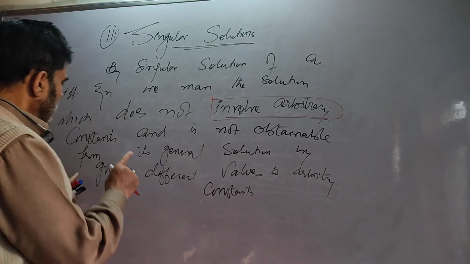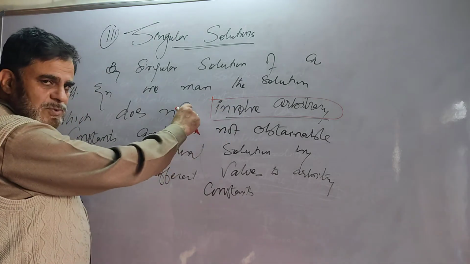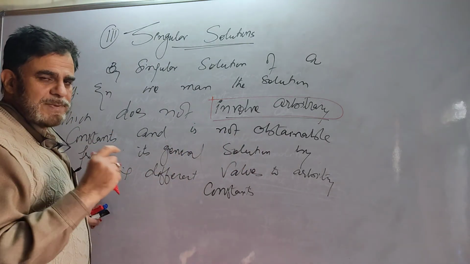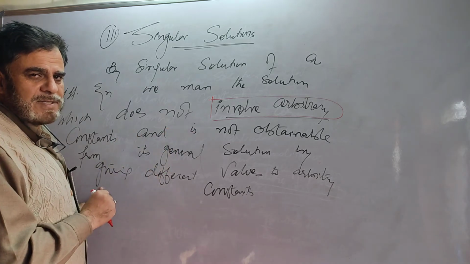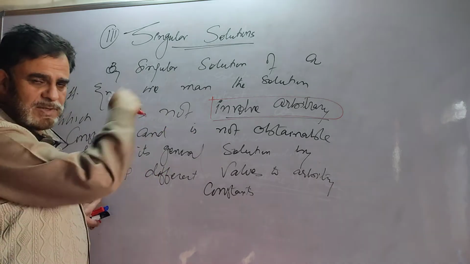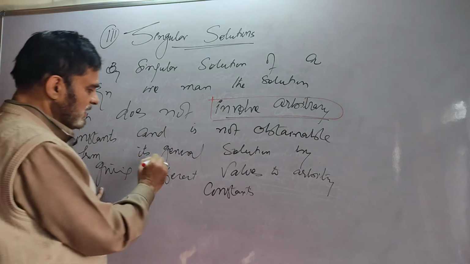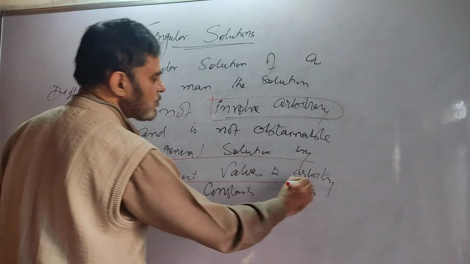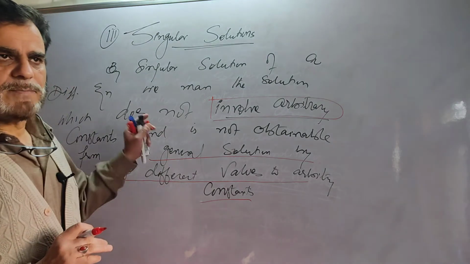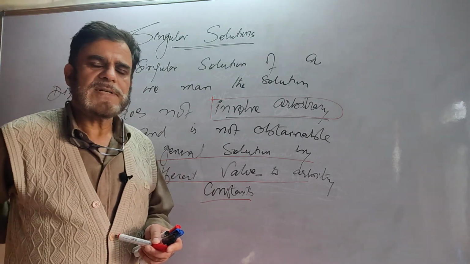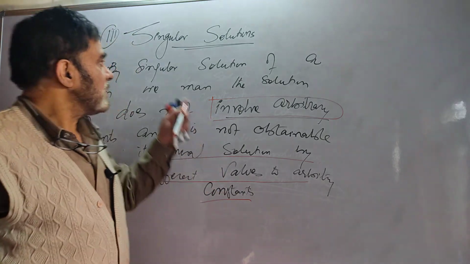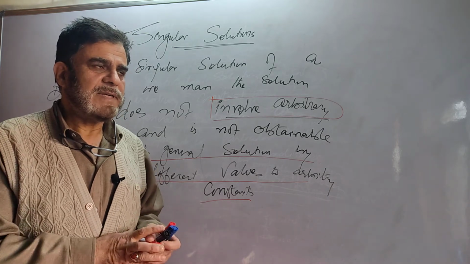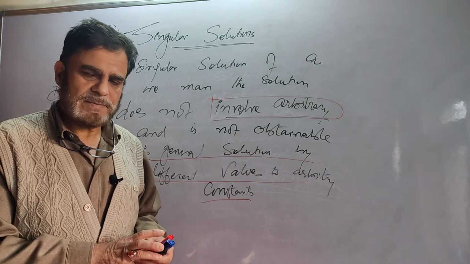Even this type of singular solution is not obtainable from the general solution. If you could obtain it from the general solution by giving different values to the constants, then this singular solution would become a particular solution. But this is not the case. We have mentioned here that it is not obtainable from its general solution by giving different values to arbitrary constants. You will later come to know the difference between the general solution and the singular solution. You will get the best answer to this when we tackle the Clairaut form.